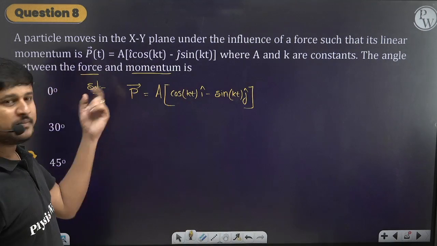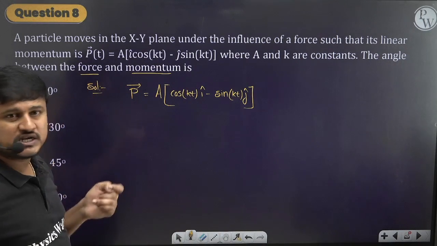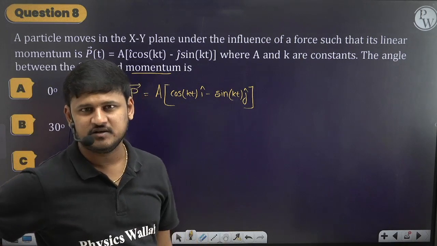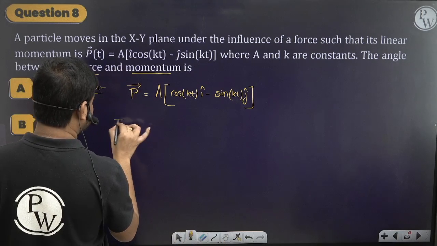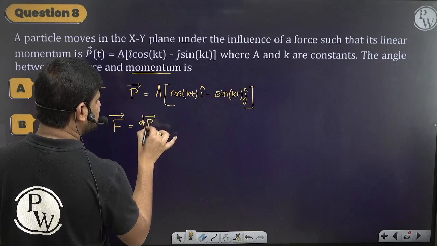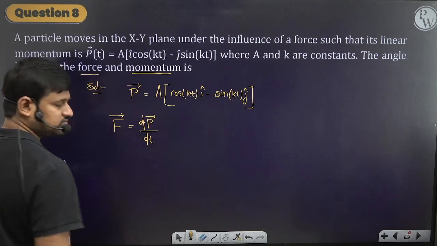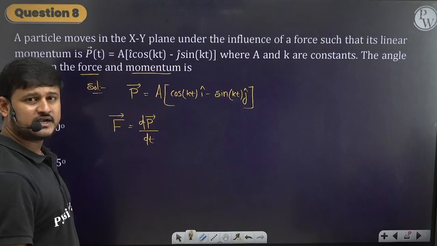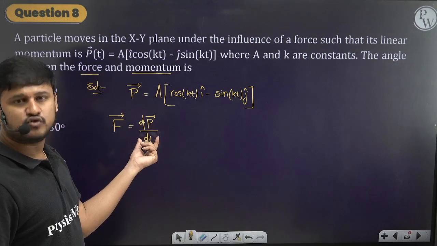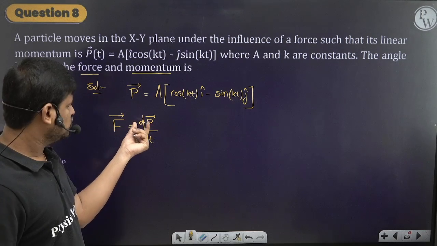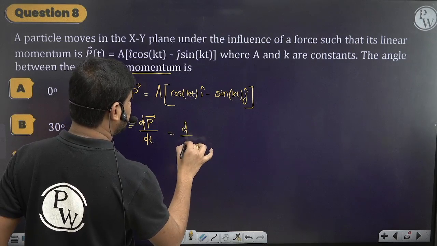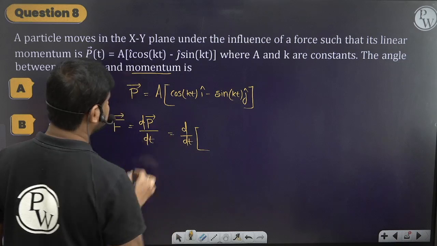Then the angle between force and momentum. So here momentum is given. First we have to find what is force. In the next chapter, that is NLM, Newton's laws of motion, we come across this formula, or in grade 9th also we have discussed this formula. The force is nothing but the rate of change in momentum. Yes or no? So simply differentiating the momentum, we get the force. So now d by dt of, what is this momentum we got?